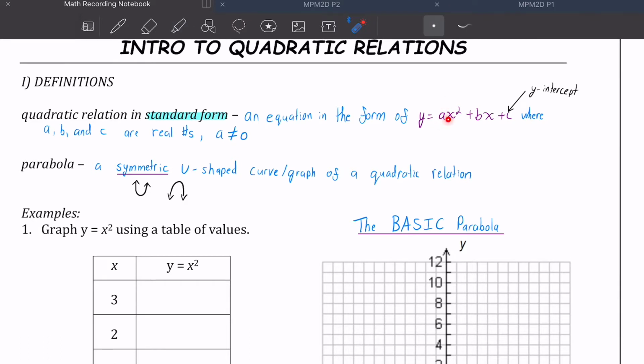So these values here, a, b, and c, they're going to be real numbers, not decimals. They can be fractions, but that's about it. That's going to be in standard form. A has to be a number that is not equal to 0. So it can be bigger than 0, smaller than 0, but it cannot equal 0. If it equals 0, this x squared gets canceled out, and the whole thing of it being a quadratic doesn't happen. You need that x to the power of 2 for it to be a quadratic.